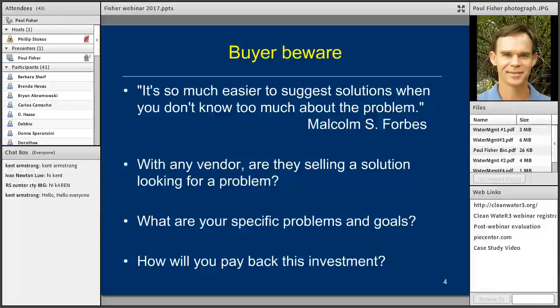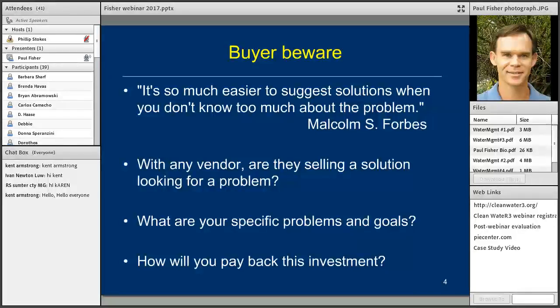So for example, you might put in place an ozone or UV treatment system, but a secondary unintended consequence of that may be that it's taking out micronutrient chelates. Now with any vendor, are they selling you a solution looking for a problem, or are they helping you identify your water quality problems and then helping you see which is the specific technology that's going to be most appropriate?